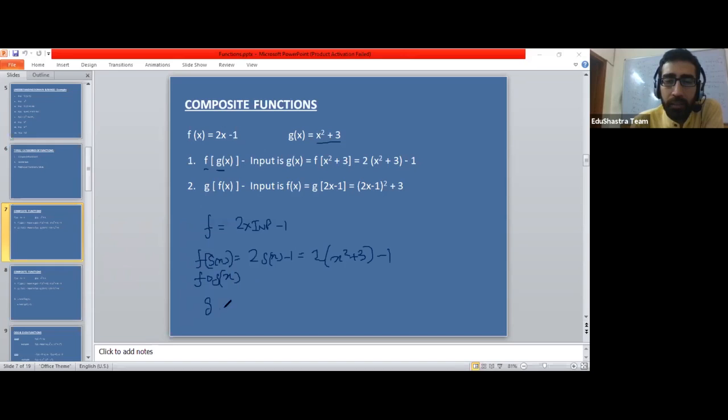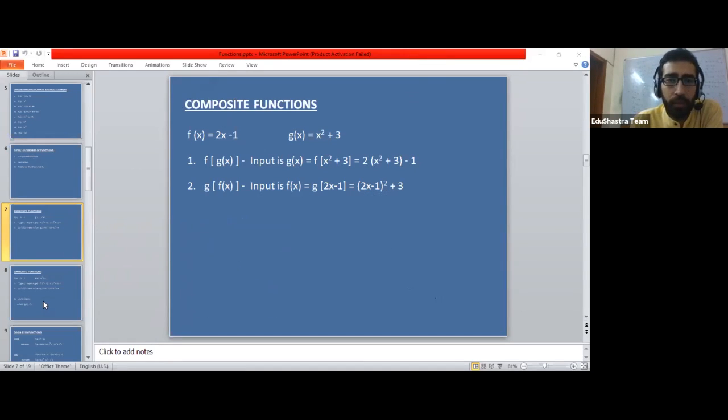And g of f(x) means g as a function was nothing but input squared plus 3. So g of f(x) would mean the input f(x) whole squared plus 3. f(x) we know was 2x minus 1, so (2x minus 1) whole squared plus 3. That is g of f(x). This is what a composite function is. Really simple, really basic. There's nothing exceptional or conceptually difficult about composite functions.